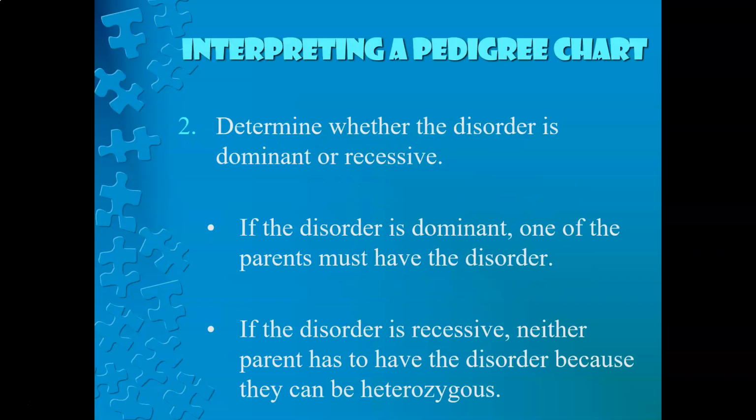Once I determine whether it's autosomal versus sex-linked, then I need to determine, am I talking about a dominant or a recessive trait? If it's dominant, then that means every generation has to have a parent with the disorder. So at least every generation there has to be one affected person. If the disease is recessive, then there's the potential for it to skip generations, meaning that neither of the parents have to have the disorder, even though their child does, because they could both be heterozygous, they could both be carriers.